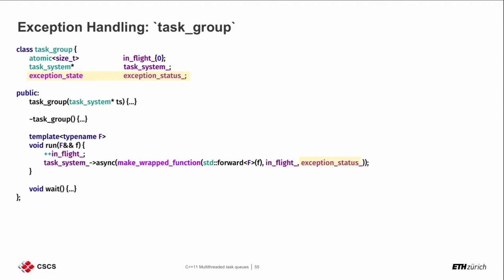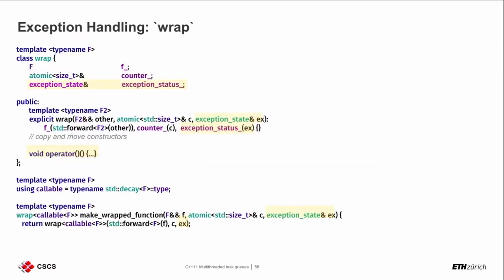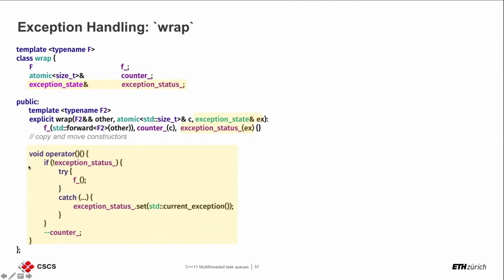Okay. So we have our run function. From before, our wrapped function, we added in-flight to it previously. Now we're going to add our exception status to it as well. So we want to pass our exception status to our task system. So this is our wrap class from before. Now it has a reference to an exception status again. We copy it in, and then we need to modify our calling operator. So our calling operator previously was just calling f here.